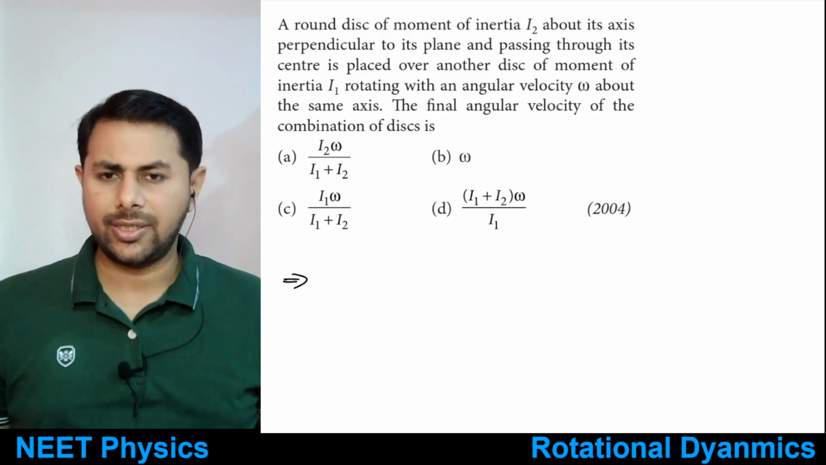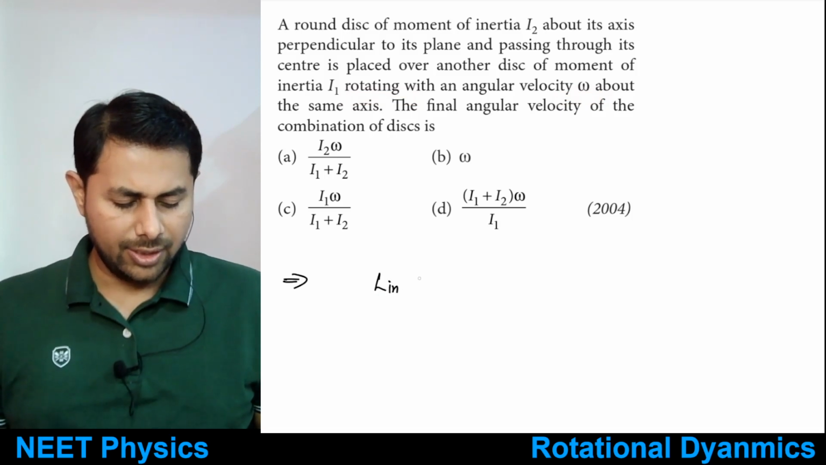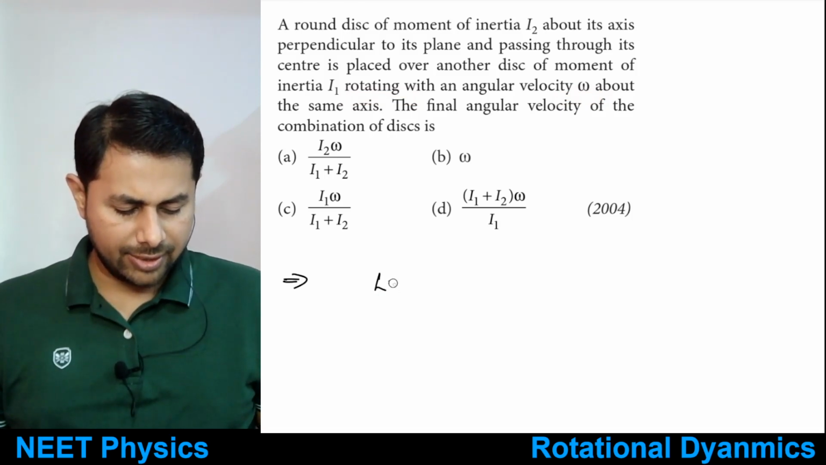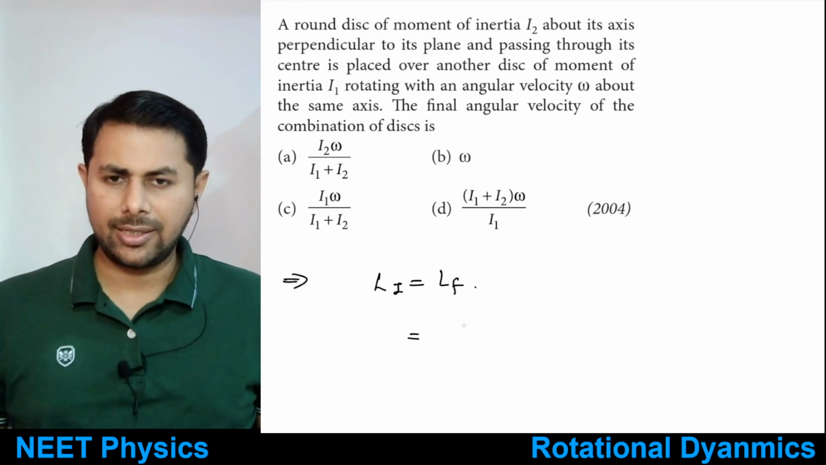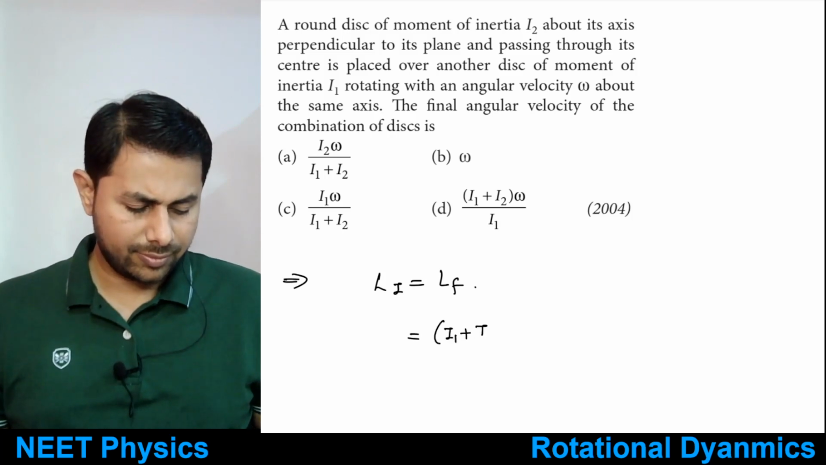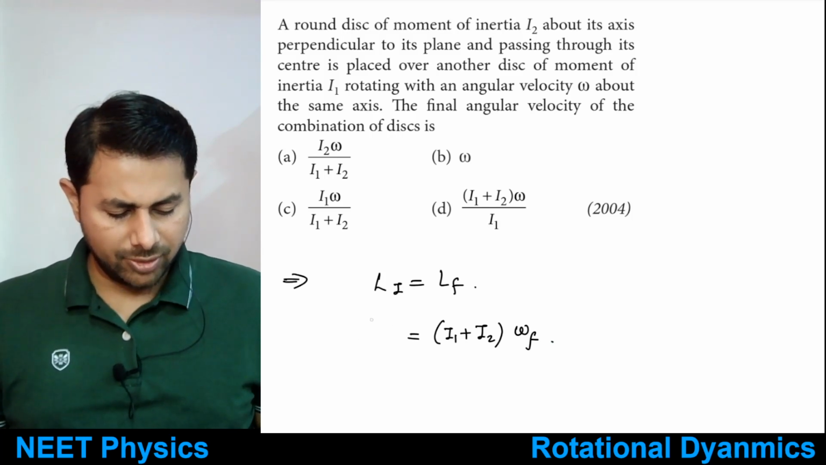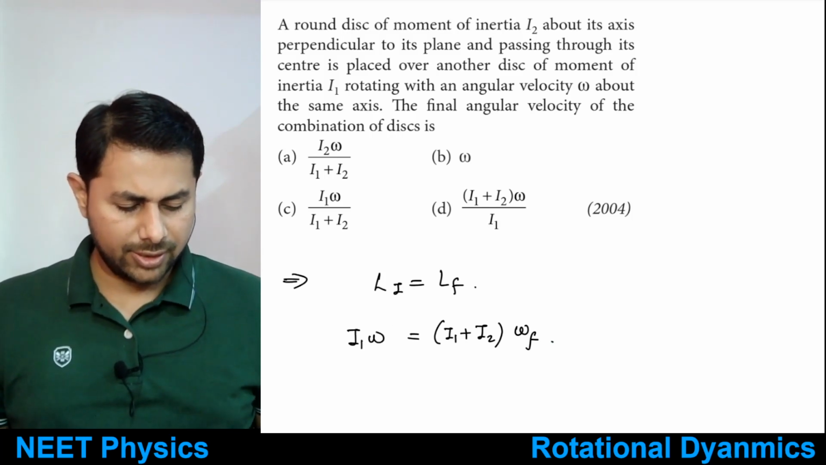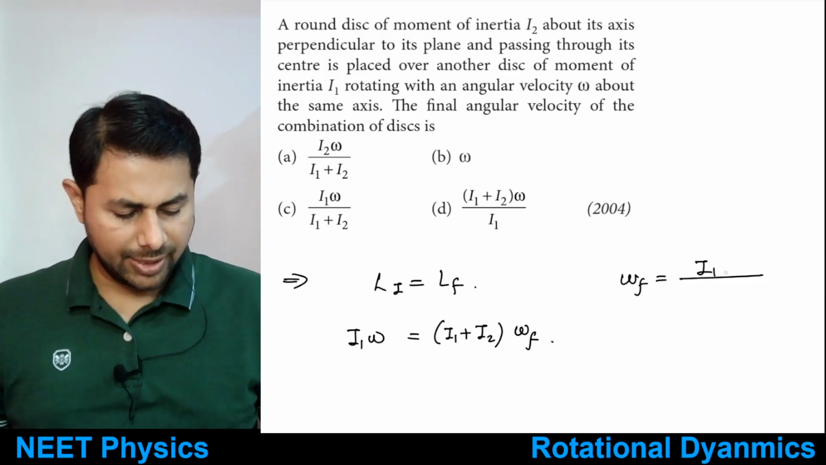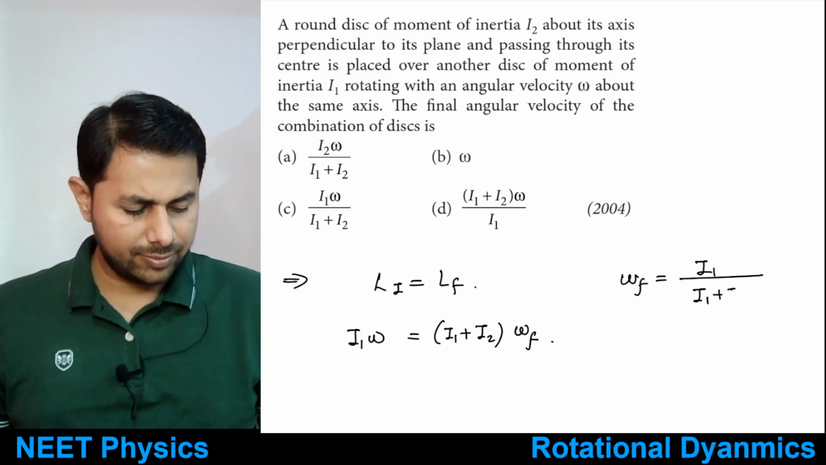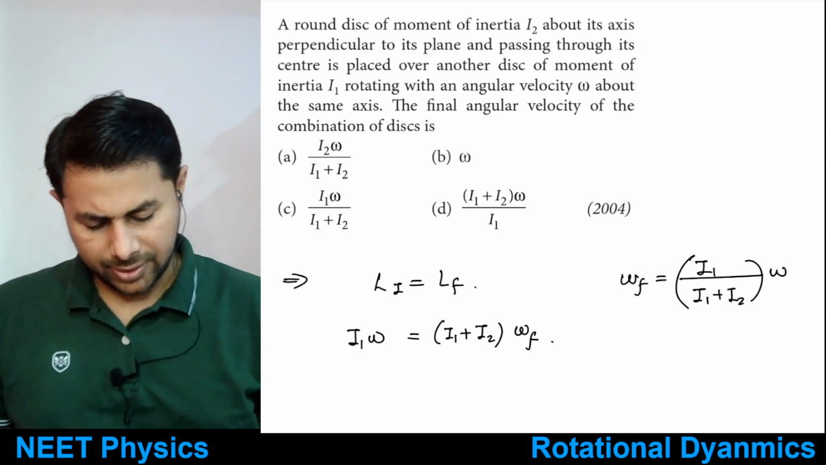Once again you can say the initial angular momentum is equal to the final angular momentum. So L initial, let's say, is equal to Lf. So this is I1 plus I2 times omega f, and this one is I1 times omega. So the answer is omega f is equal to I1 divided by I1 plus I2 times omega. Okay, so it is option C.